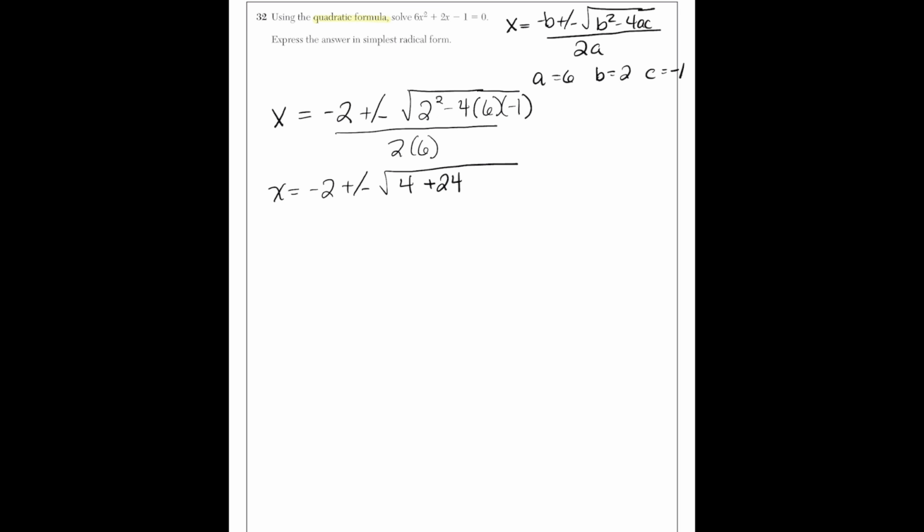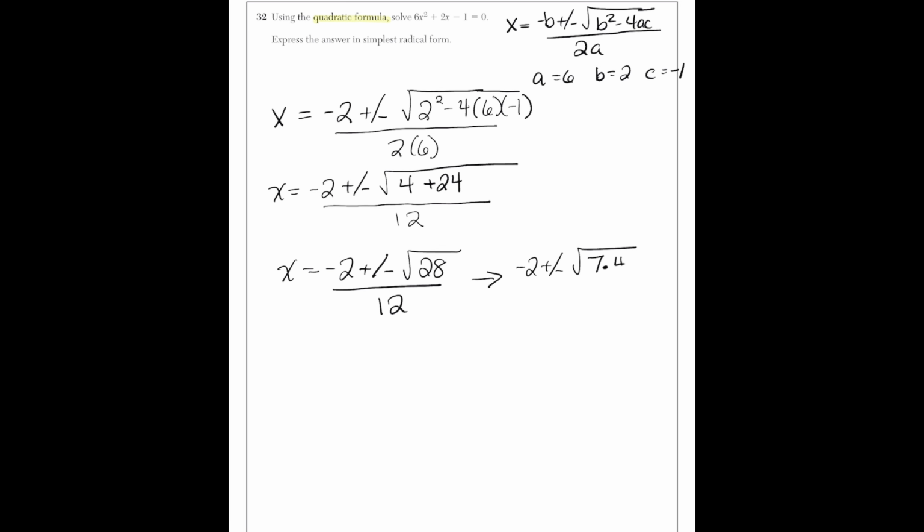And this is again why I slow myself down very intentionally. And 2 times 6 is just 12. Okay, so far so good. So now I keep going again. Negative 2 plus or minus the square root of 28 over 12. So this is where you're going to start thinking, square root of 28, do I have any square factors in 28? That's what you're going to think about. And it turns out you do, because you can turn this into 7 times 4.